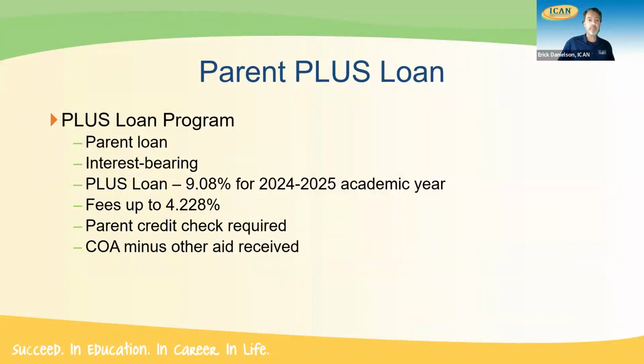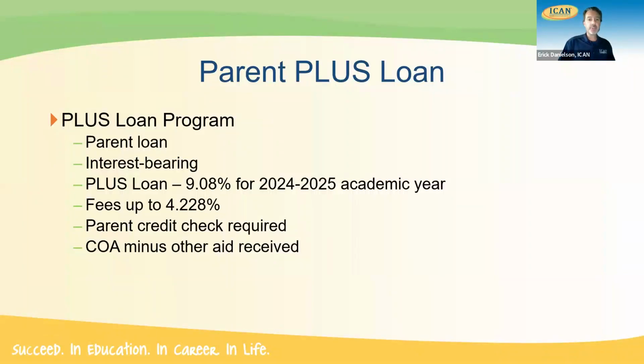This is a federal loan. Now, we just found out that the interest rate is over 9% for the 24-25 year. And on the amount that you borrow in a Parent PLUS loan, there are going to be over 4% in fees withheld as well. What a parent could borrow in a PLUS loan is whatever the cost of attendance is of the college minus any other financial aid that they receive. So if a student is looking at more than one college, the amount of PLUS loan money that a parent could borrow will vary from school to school as well.